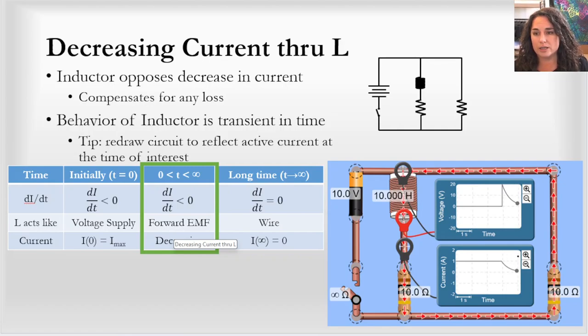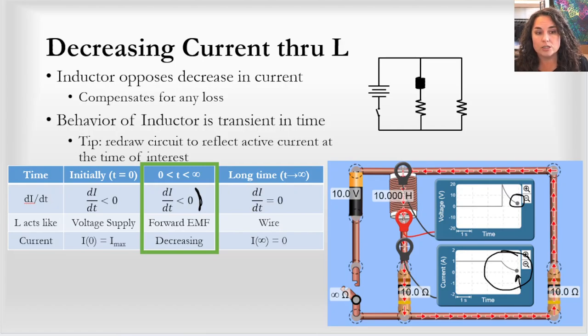You see that current getting smaller here. It started at a maximum value and now it's going towards zero. It's a decreasing current. We're going to notice that the voltage over the inductor is also decreasing. That current is changing, it's decreasing over time, the energy is getting dissipated, and so dI/dt is negative.